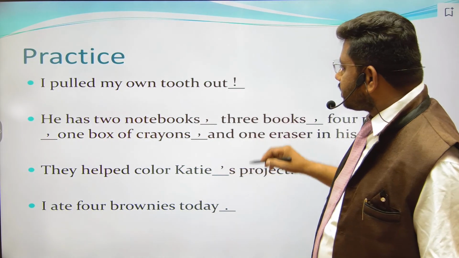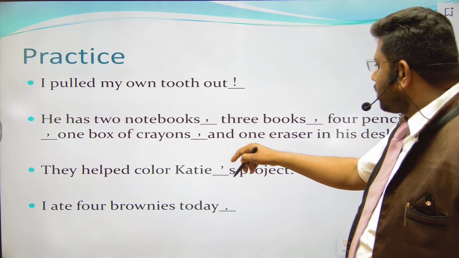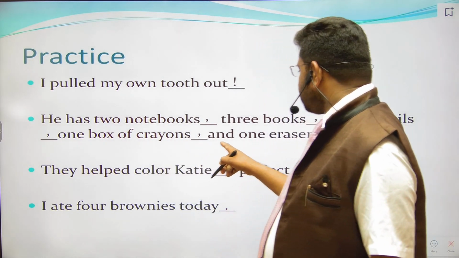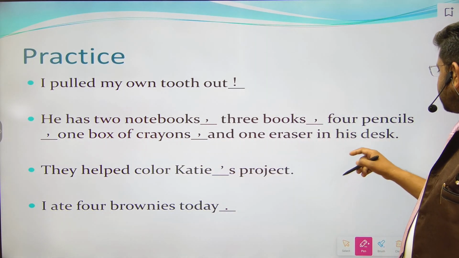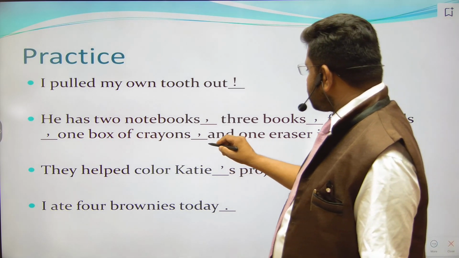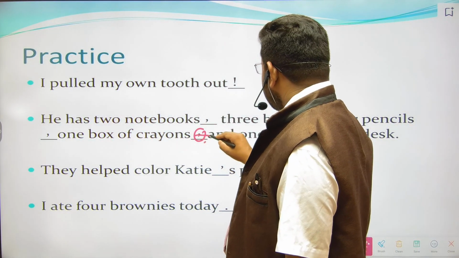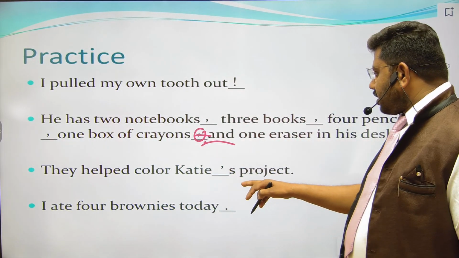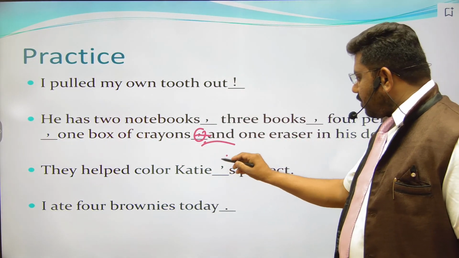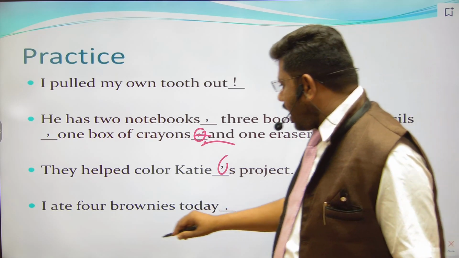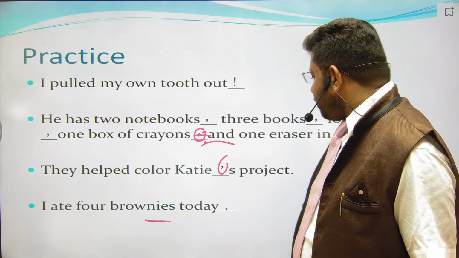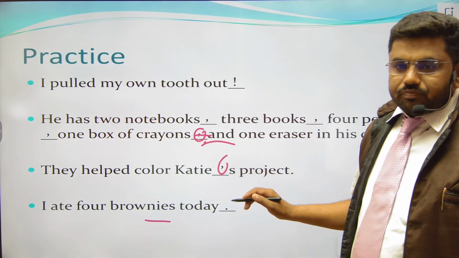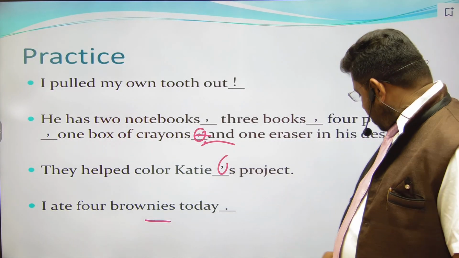an exclamation mark. He has 2 notebooks, 3 books, 4 pencils, 1 box of crayons, and 1 eraser in his desk. Here is one comma after notebooks, and another after books and pencils. There is no need to put a comma here because and is already used. They help color cat's project, there is an apostrophe. I ate 4 brownies today. Here a full stop is given, that is period. Understood?